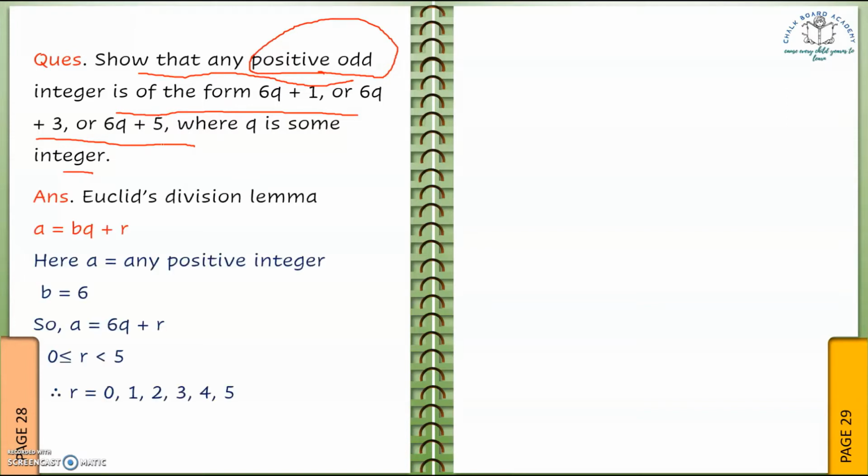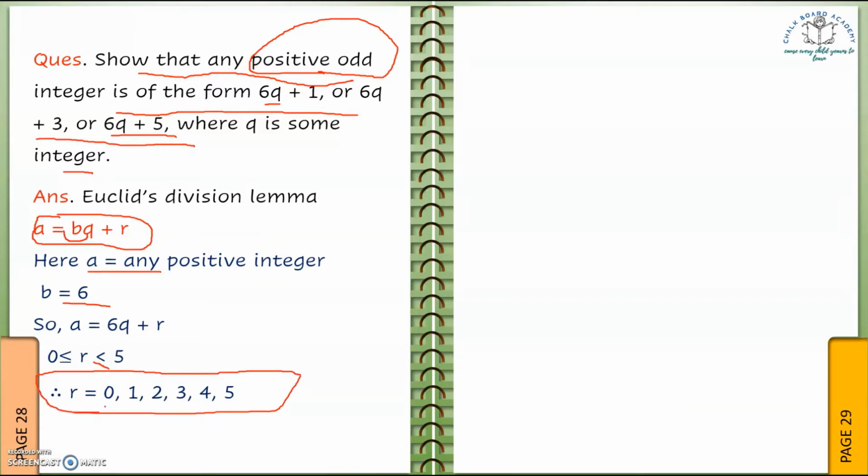So the very first step is, what is Euclid's division lemma? That is a is equal to bq plus r. Now we do not know what a is, but we know what b is, because every time here it is 6q plus 1, 6q plus 3, 6q plus 5. So we are taking b as 6, and we all know a remainder can only be formed when r is smaller than b. So r can be 5, r can be 0. So r is greater than or equal to 0 and smaller than or equal to 5. So we can say r is equal to 0, 1, 2, 3, 4, 5.